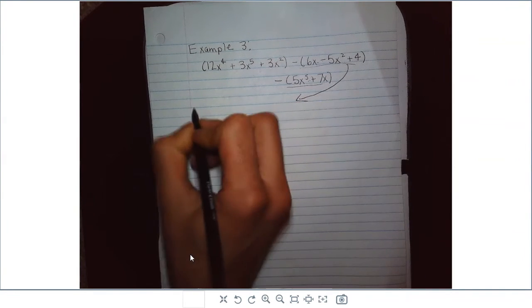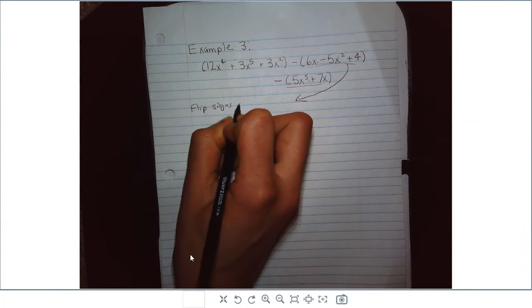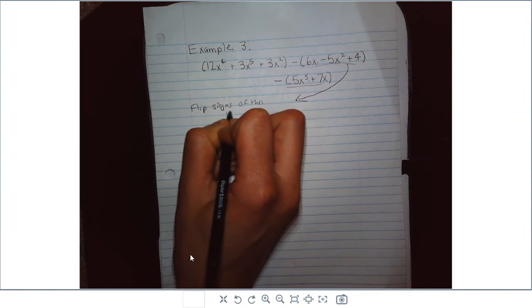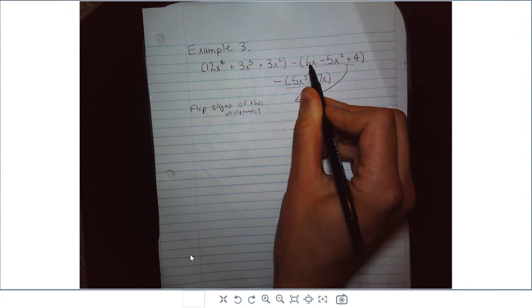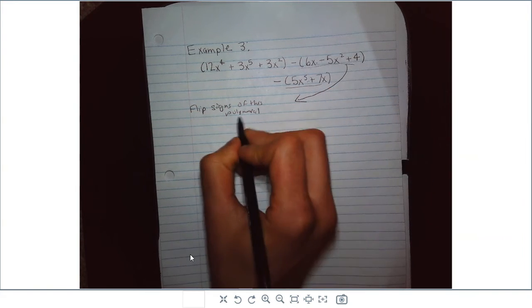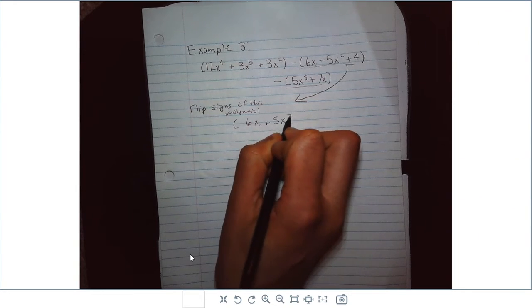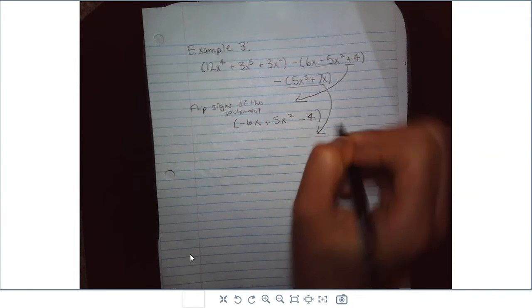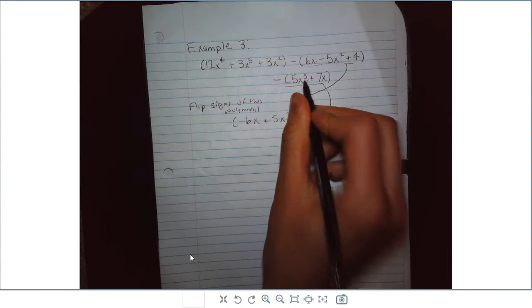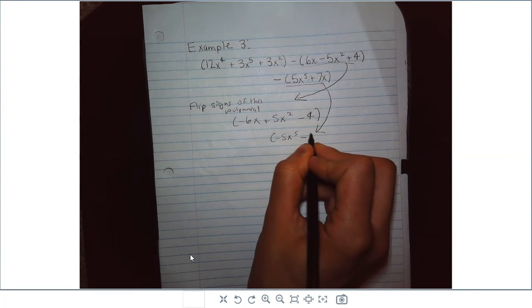So, let me draw an arrow here for you. Flip the signs of this polynomial. So if we flip the signs of 6x minus 5x squared plus 4, we get negative 6x plus 5x squared, right, minus 4. Now flip the signs of the second polynomial, and we get negative 5x to the power of 5 minus 7x.